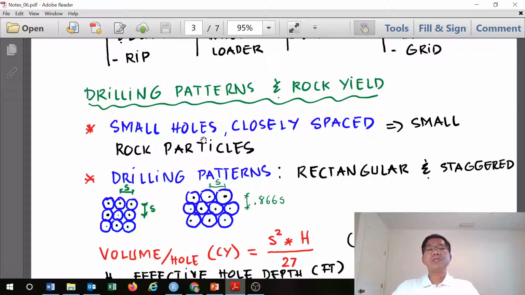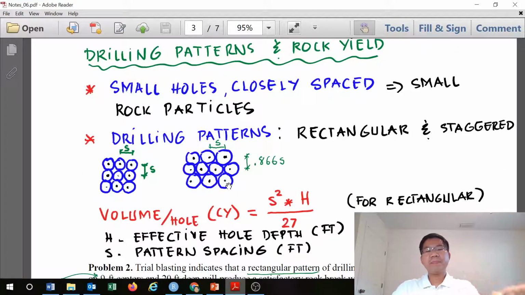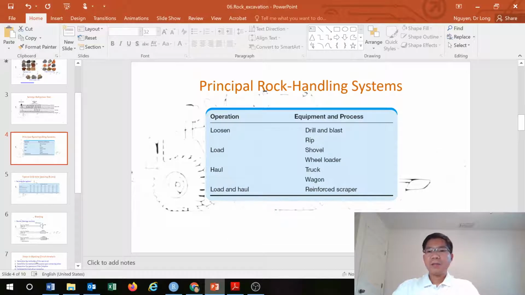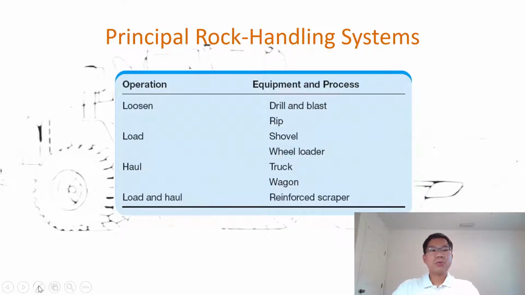And there are two typical drilling patterns, rectangular and staggered, as shown. Look at the previous video for the equations to determine the volume of each hole and the volume of each linear foot of drilling in problem 2 that you have. In the book there is also a table that shows the process of handling for the rock: loosen, load, haul. If we combine load and haul, then what type of equipment and process is involved, I don't have to repeat that. We talked about that in the previous video, applied to problem 2.